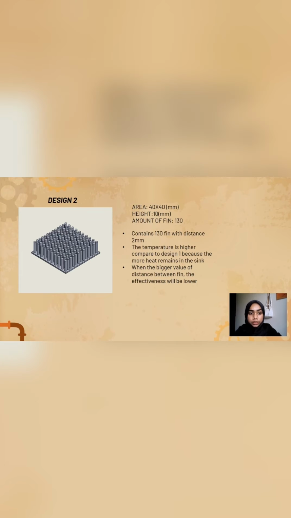And then for design 2, the area is also the same as design 1, 40 x 40 mm, and the height is also the same, 10 mm, and the amount of fin is 130. It contains 130 fins with a distance between the fins of 2 mm. The temperature is higher compared to design 1 because more heat remains in the sink. When the distance between fins is bigger, the effectiveness will also be lower.